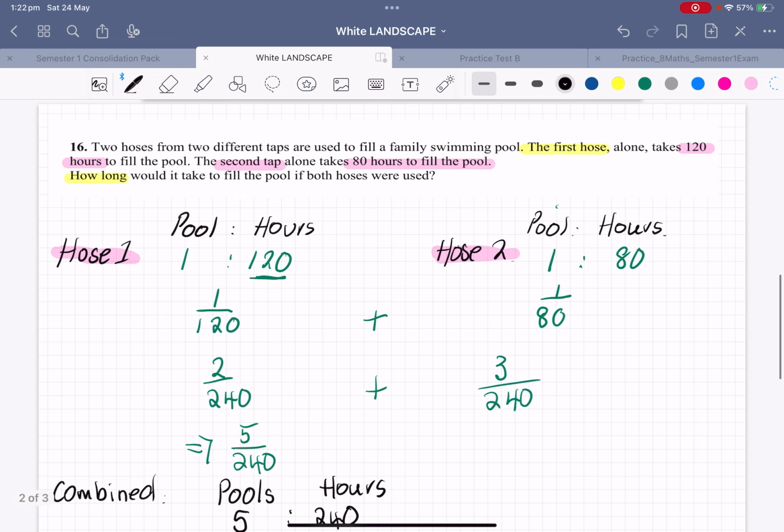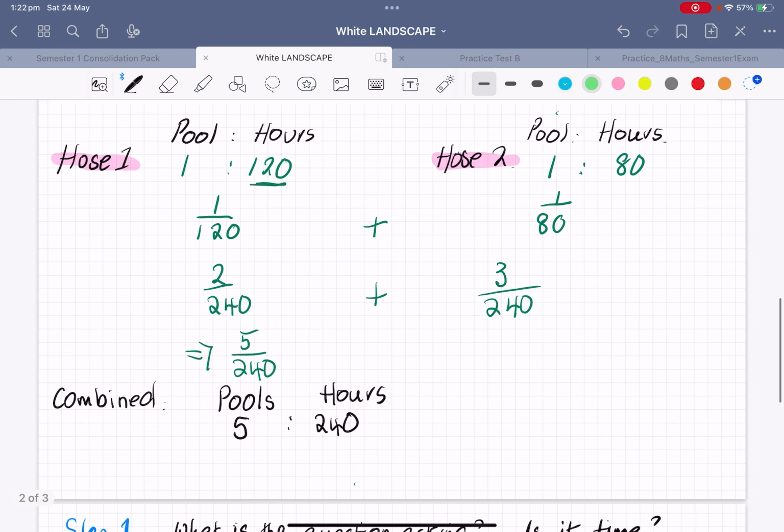But the question asks, how long does it take to fill the pool? So we're talking about one pool when both hoses are used. Well, we've combined the hoses, but we've ended up with 5 pools. So we have to convert that to one pool. How did we get the 5 to the 1? We divided it by 5. What we do on one side, we have to do to the other side.